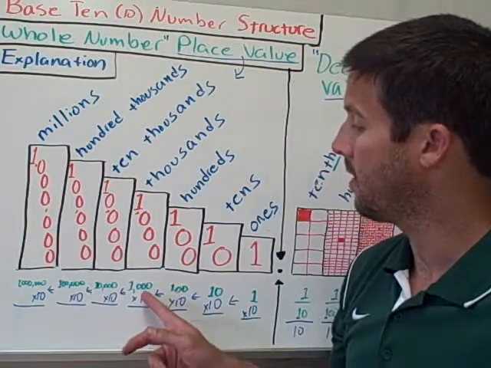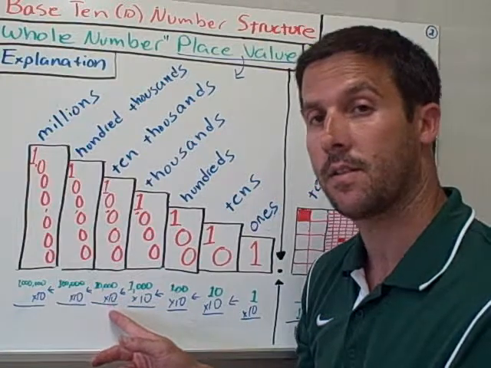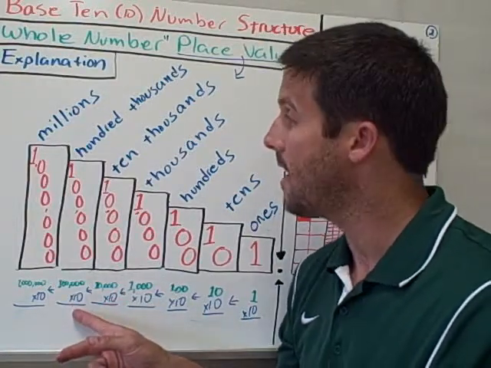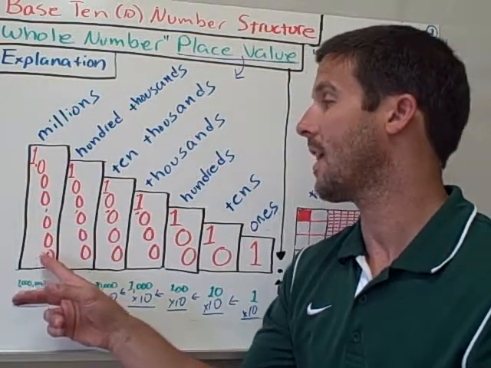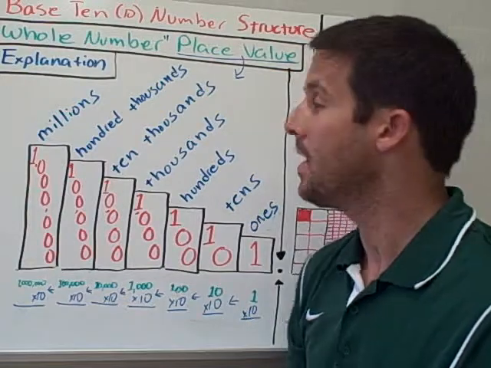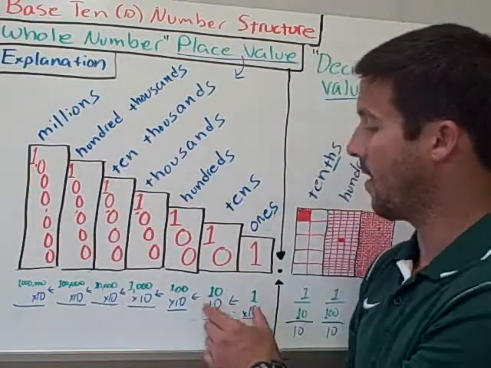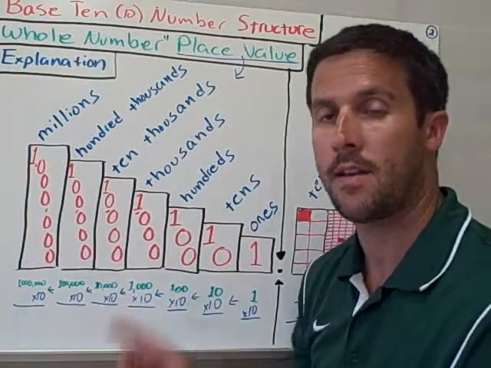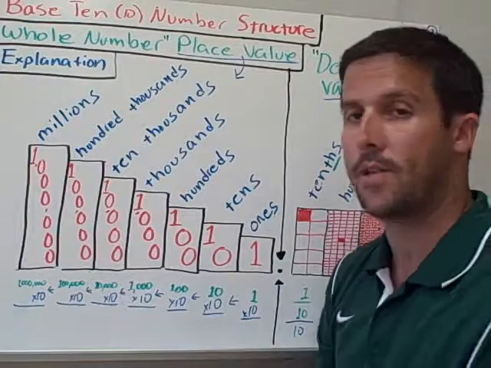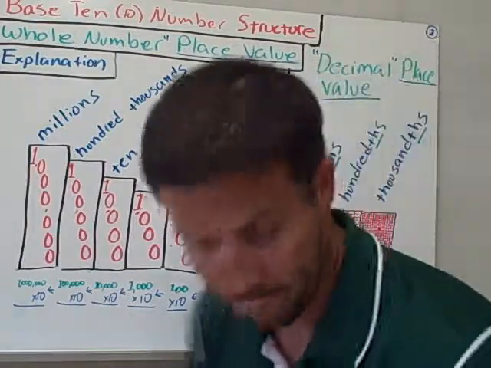And if I keep going, 1,000 times 10, I'll get 10,000. 10,000 times 10, I'll get 100,000. And 100,000 times 10, I'll get 1,000,000. And these are just different names that we have for our place values, but they all are multiplied by 10 if you're going that way. Now, if we go this way, we divide by 10. So let's do that on the other side of the decimal.